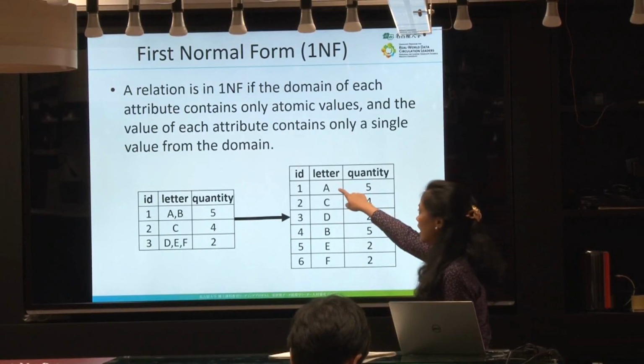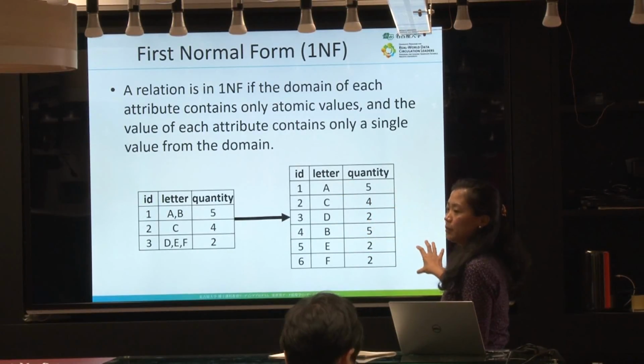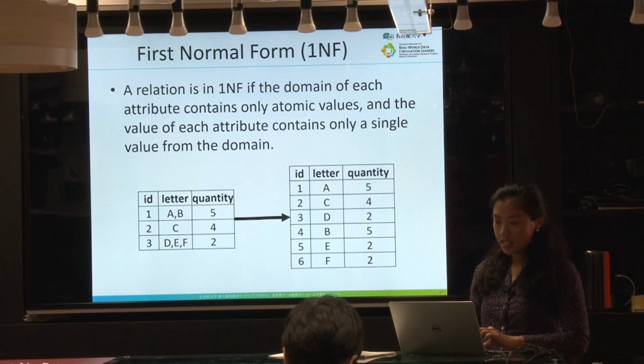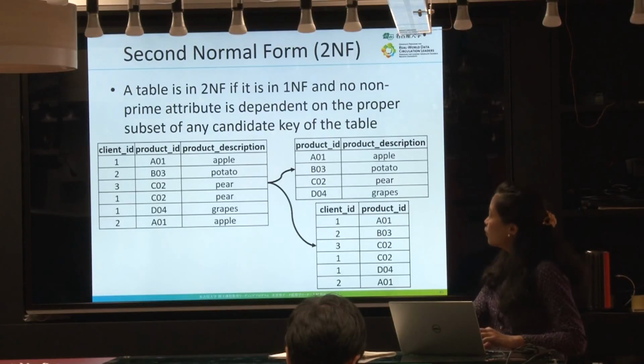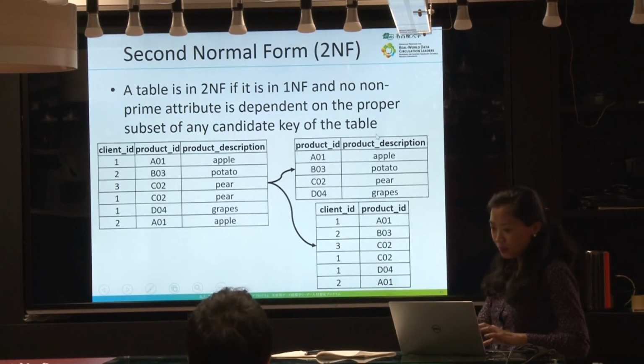Okay, so you have A5 and then another record B5. So this particular table is in first normal form. Second normal form: a table is in second normal form if it is in first normal form, meaning all the values or all the attributes are atomic, and no non-prime attribute is dependent on the proper subset of any candidate key of the table.